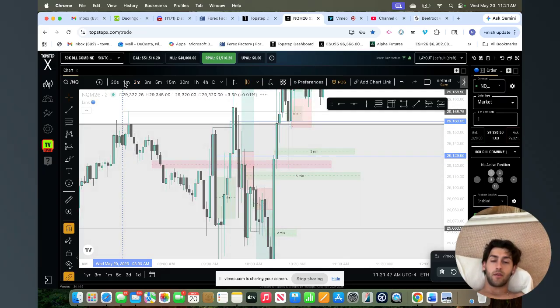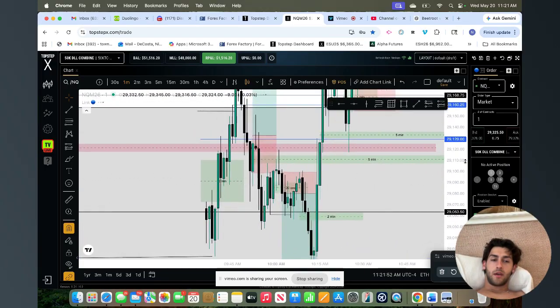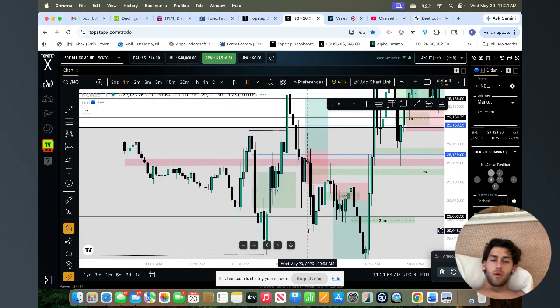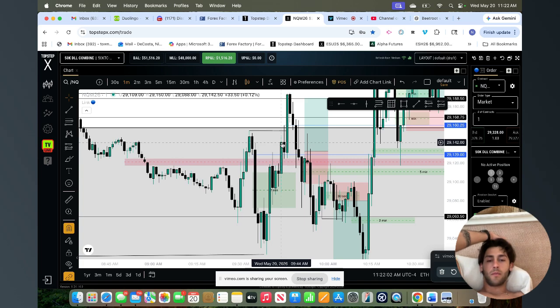However, on the 1 minute, the fair value gap doesn't close all the way up until here. So you could say, yeah, this is an optimal entry. I'm going to enter right here on this 1 minute. But the closure on the 1 minute compared to the closure on the 2 minute sucks.